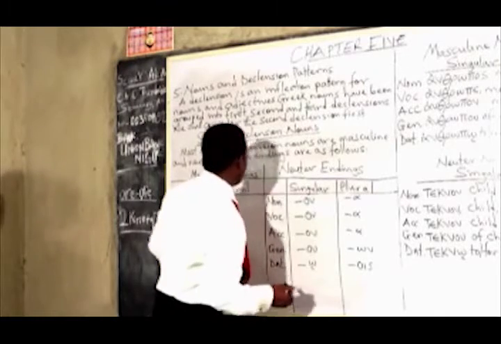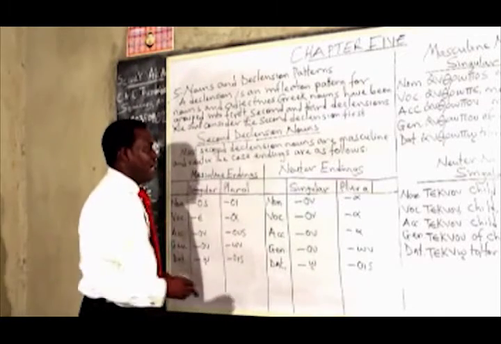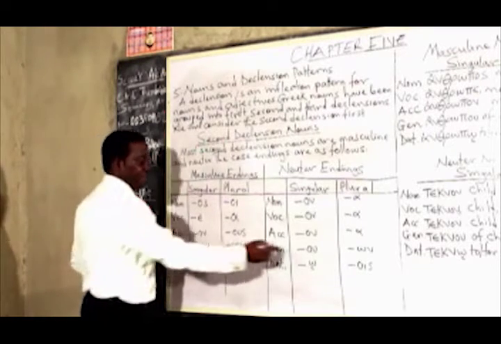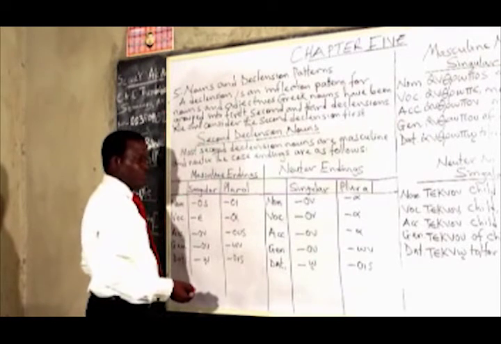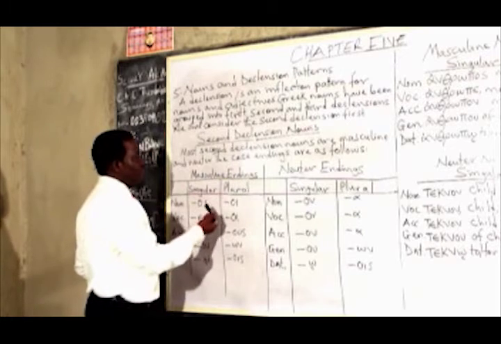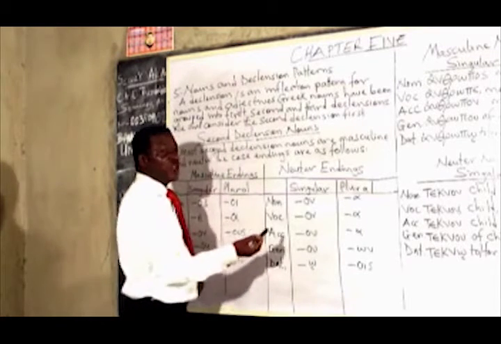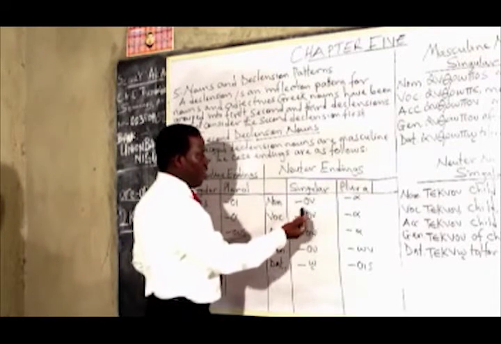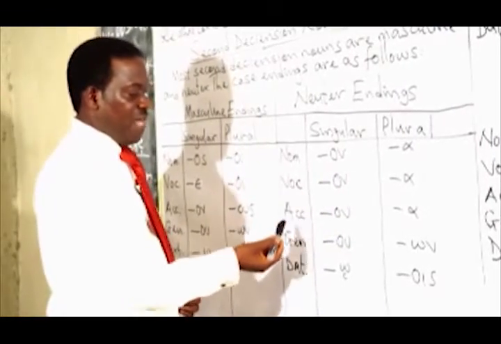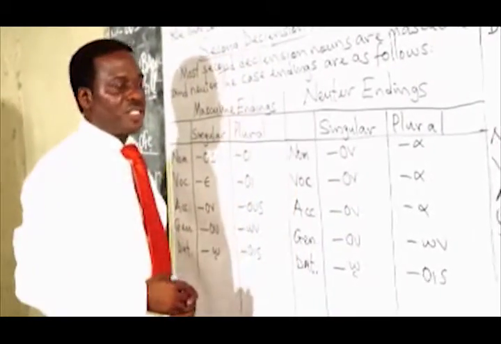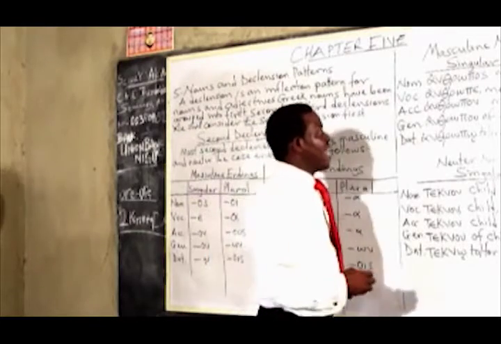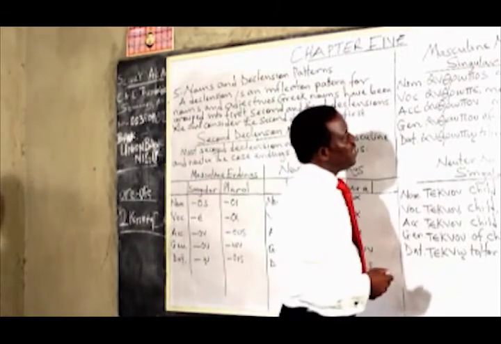When you look at the endings of masculine and neuter, you will see that genitive and dative are the same. So, after mastering the endings of masculine, you just need to master the endings of neuter in nominative, vocative, and accusative. That is just the difference. Now let's look at how these endings are used with nouns.